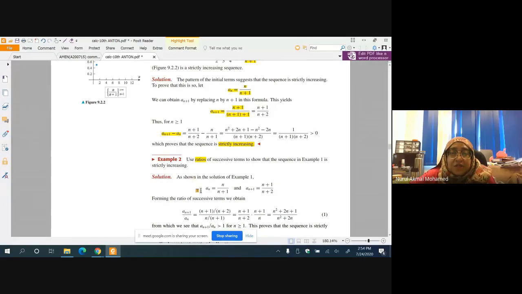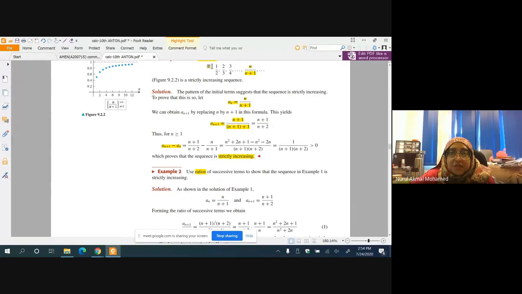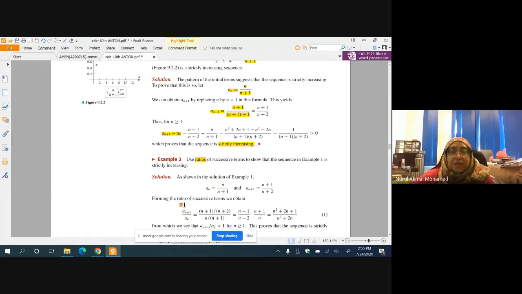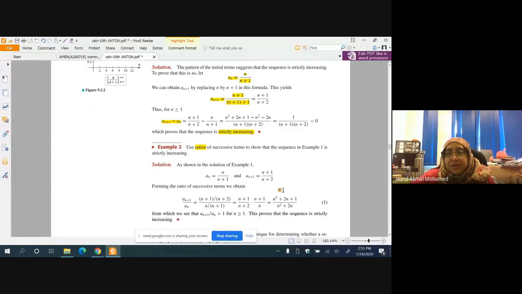Okay, so for the ratios, your a_n is equal to n divided by n plus 1, just like before, because you still use the same sequence. So a_(n+1) is equal to n plus 1 divided by n plus 2. Then you divide a_(n+1) by a_n, simplify, and you get this. n starts from 1.